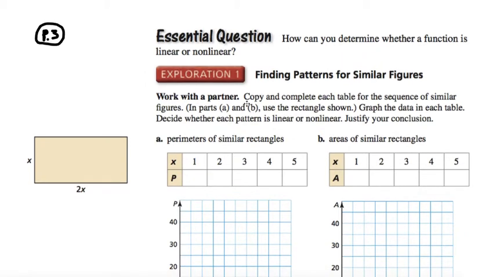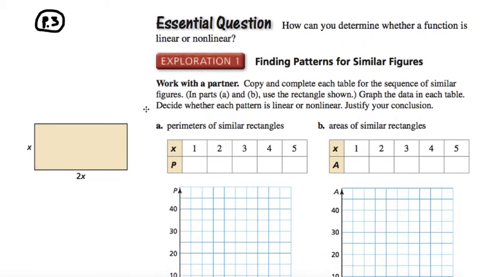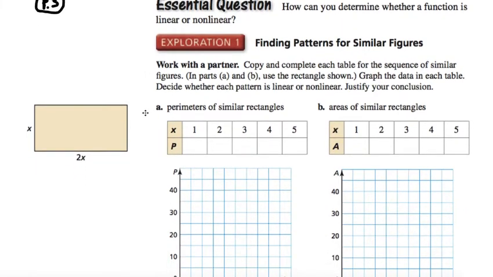So here we go. Finding patterns. Work with a partner. I'm going to start this one and then have you guys finish it on your own at the end. And then you can check with your partner and see if you got the same thing. But I just want to kind of get everyone started so that they know what they're doing. So complete each of these tables. This first table is talking about perimeter. The second table is talking about the area.